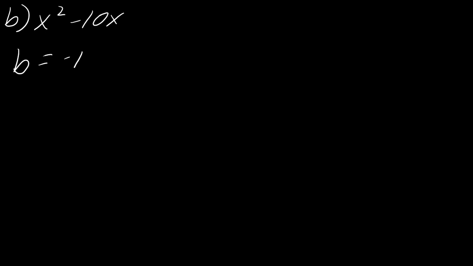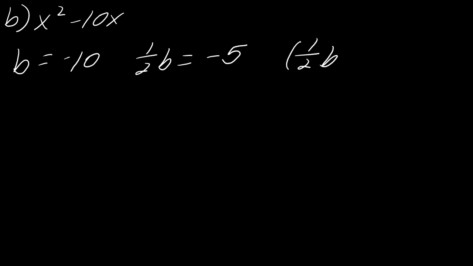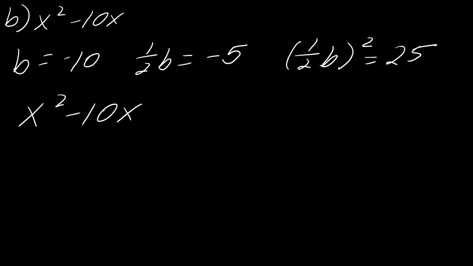Okay, so my b in this case is actually negative 10. So this whole thing is negative, so hopefully you included the negative. Then my half b is negative 5, and my half b squared: when I square negative 5, that will become positive, so this is going to be positive 25. And then I asked you to go all the way through with this. So now I'm going to add the 25, and then I can factor this as x minus 5 squared.